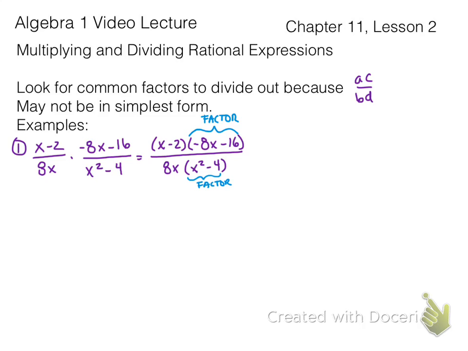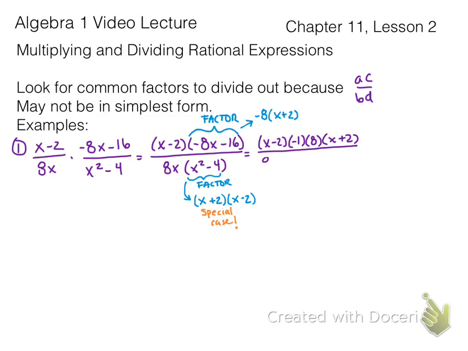I can pull an 8 or a negative 8 out of negative 8x minus 16. And I can factor x squared minus 4 because it's a special case, a difference of squares. Now I'm going to rewrite the problem with everything I've got, and notice how I wrote negative 8 as negative 1 times 8. That's going to allow me to cancel out these 8s, and whatever I have the same on the top and the bottom, I can cancel out. So the x minus 2 and the x minus 2 on the bottom cancel out. The x plus 2 and the x plus 2 on the bottom cancel out, leaving me just negative 1 over x.